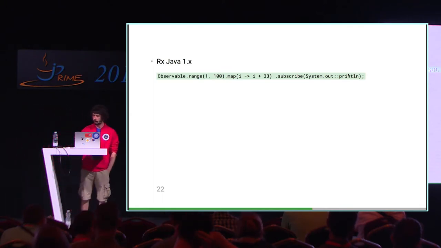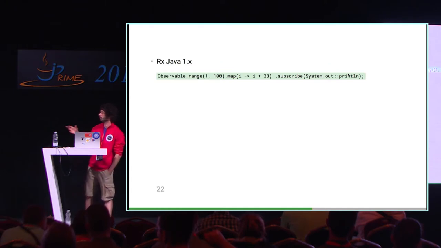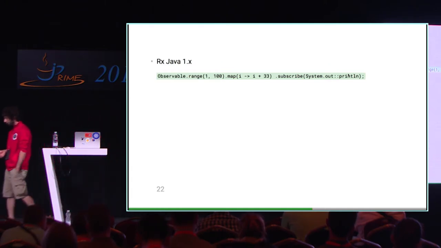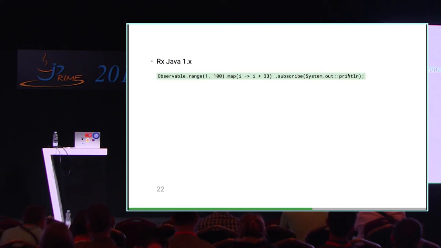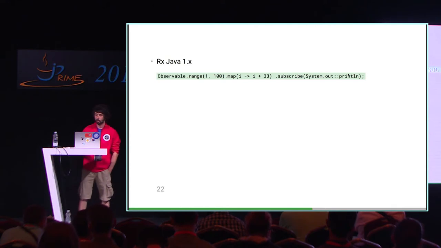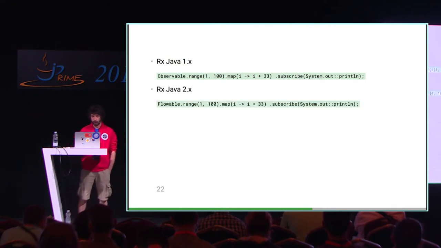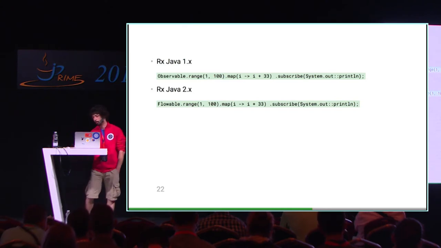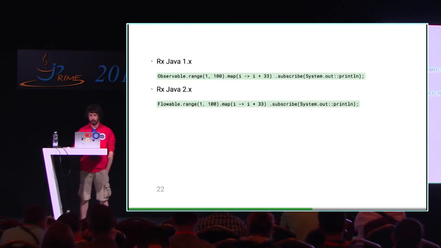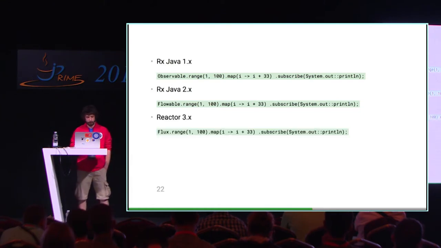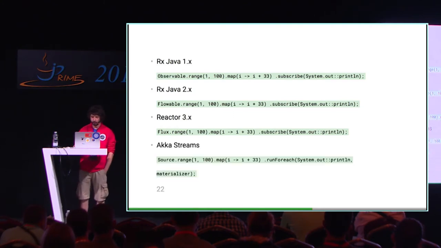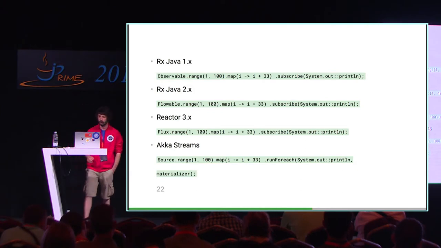In subscribe, it's actually just an action, because a subscriber can just implement the handling of the onNext. And then on next, we just print the line. So RxJava 2 is exactly the same thing, right? I use Flowable, but you can use Observable. Flux, you see, is very, very similar. And of course, Akka Streams, you can use Akka Streams like that.